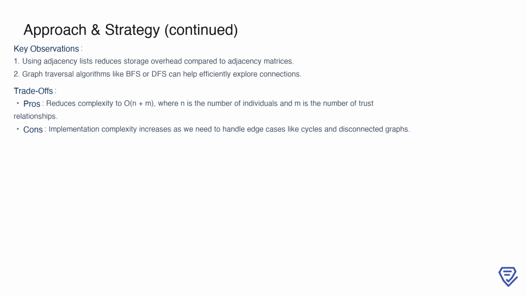The trade-offs of this approach are worth noting. On the positive side, it reduces the computational complexity from n squared to n plus m, where n represents the number of individuals and m represents the number of trust connections. This makes the solution far more scalable for larger datasets.